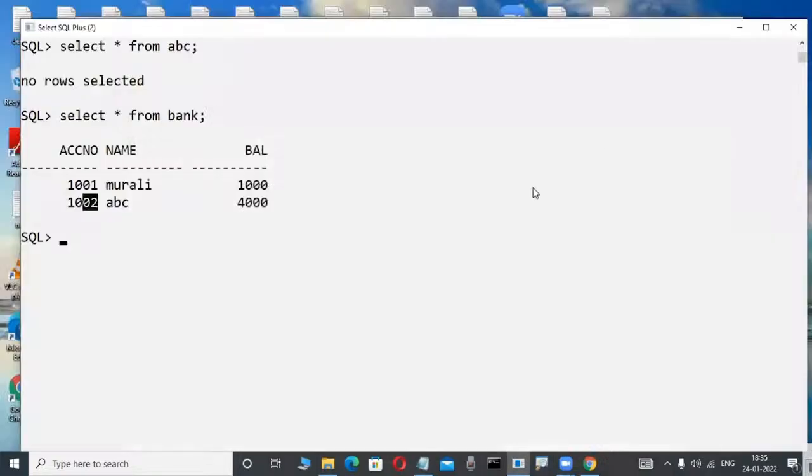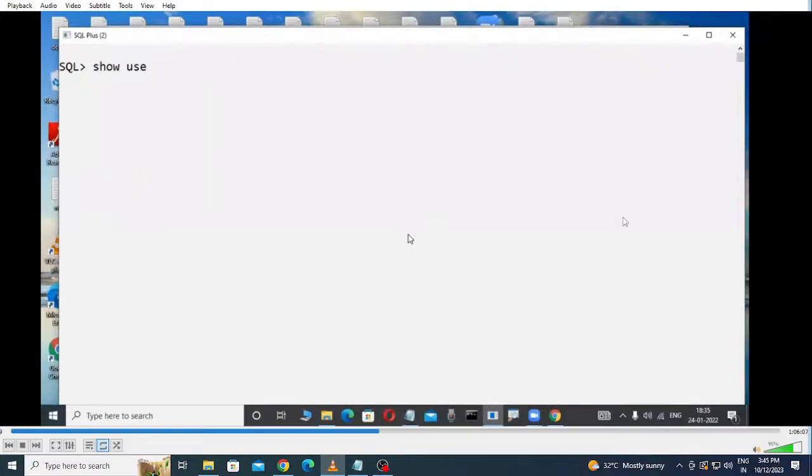For example, I'm telling a simple example. Suppose one employee is there. This employee's name is Scott. Scott is an employee in Oracle.